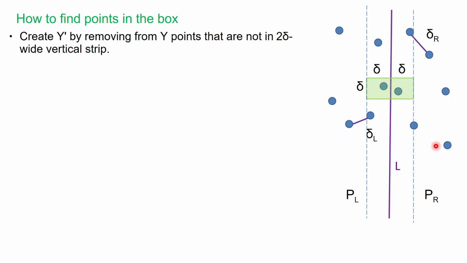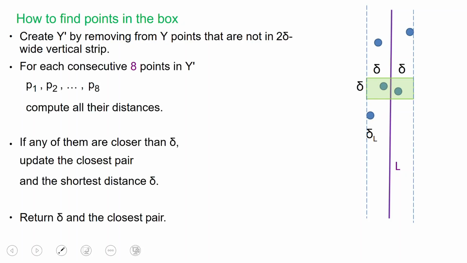When I do that, my new set of points looks like this. Now I have only points whose x coordinate is a distance at most delta from L. Once I have this, I'm going to go through all the points in y prime, and for each consecutive 8 points, p1, p2, up to p8, I'm going to compute all their distances, and if any of them is closer than delta, then of course I'm going to update the closest pair and the shortest distance delta. Once I'm done, I'm going to return delta and the closest pair.